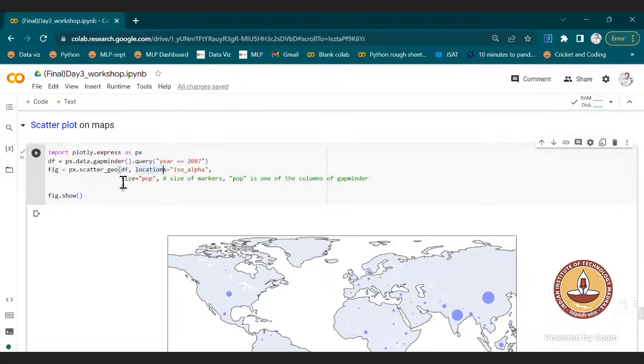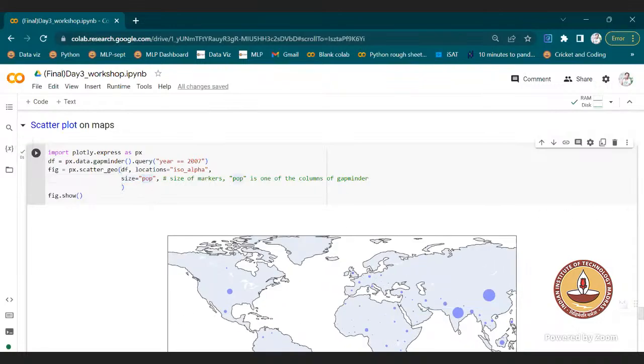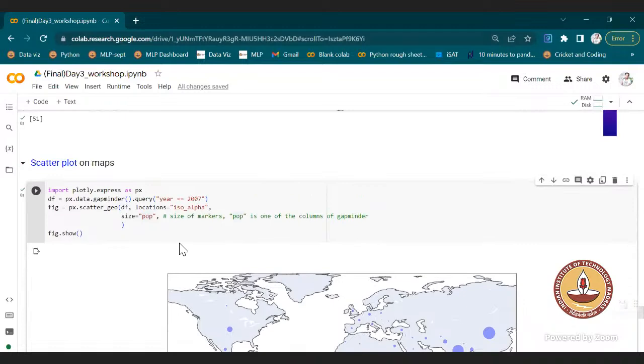We have used the size of this circular shape to show the population. Wherever you see a big circle, that is representing a larger number of population over there. For this, we have used the same data set, it's just that we took it for 2007. And after that, we have used scatter_geo.